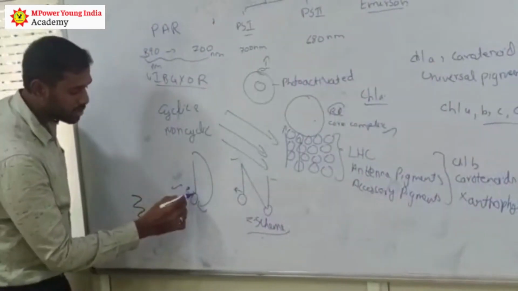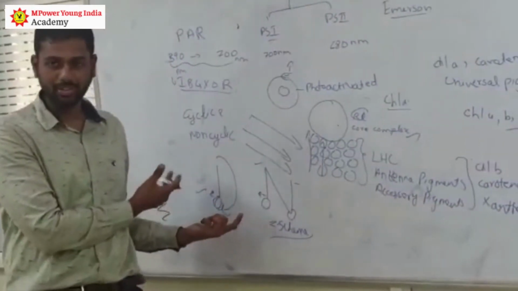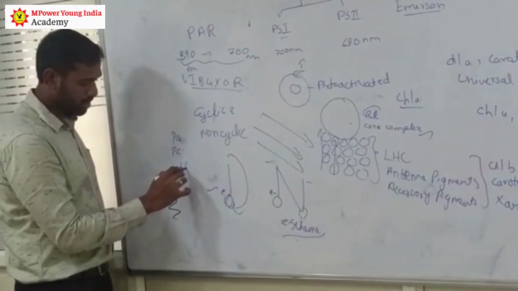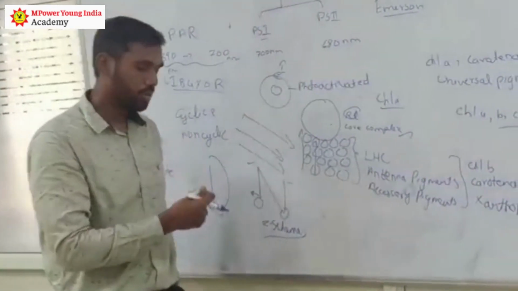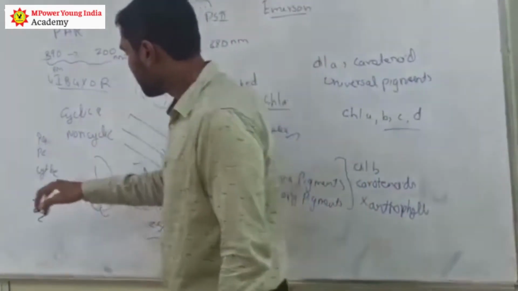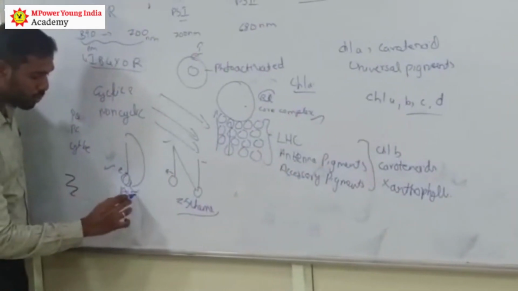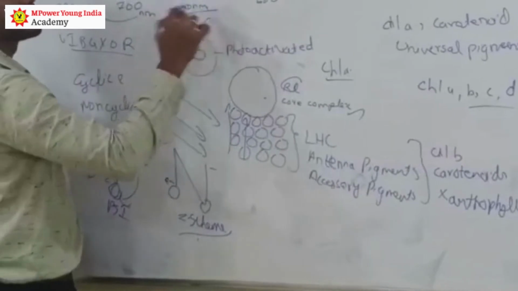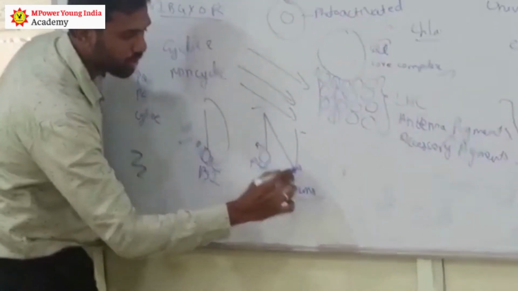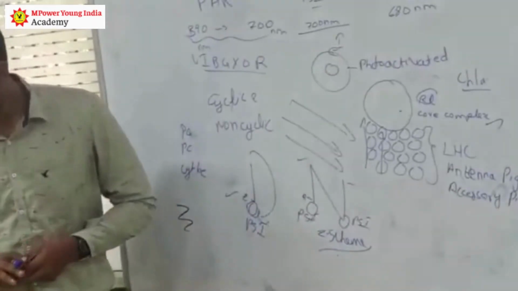Next, when these electrons move, you will have a lot of electron carriers in between, which are plastoquinone, plastocyanin, and cytochrome b6. These electron carriers are present in both cyclic and non-cyclic photophosphorylation. There is another major difference between these two. In the cyclic, PS1 alone is involved, which is 700 nanometer. But in the Z scheme, both PS2 and PS1, both photosystems, are involved. Okay, so this is a major point about photosystems.